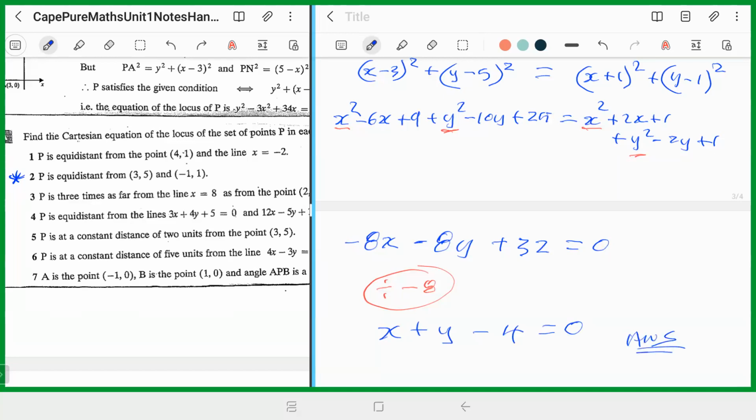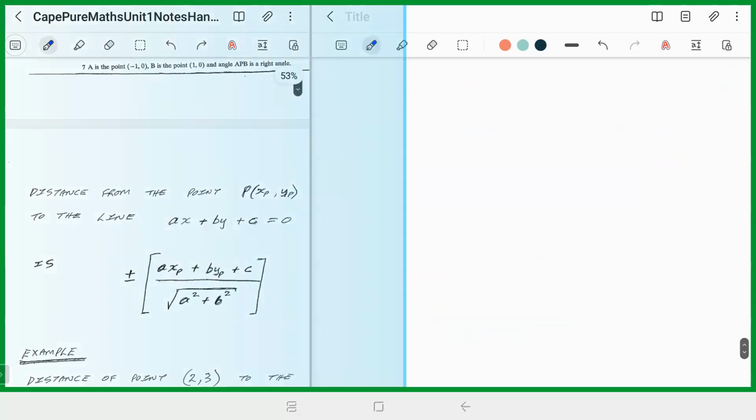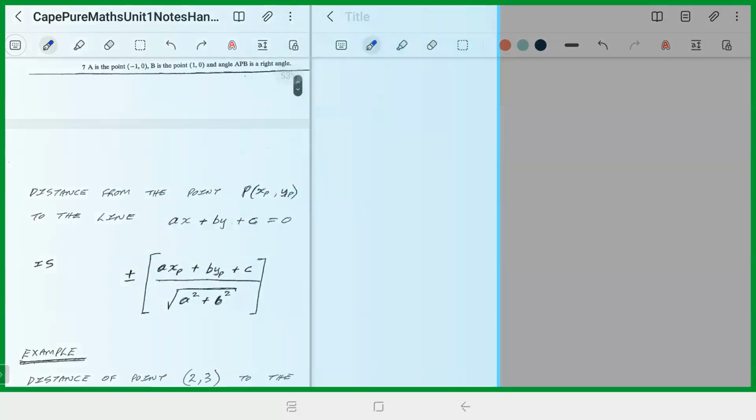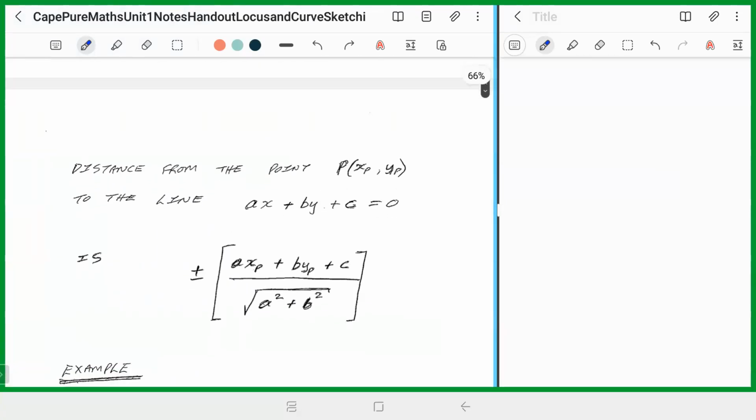There's something I forgot to show you though, which is a formula for when you want to find the distance of a point from a line. Distance from a point to a line, a line with an equation that you know. I think it's on the slide here somewhere. See it here? This is the formula.